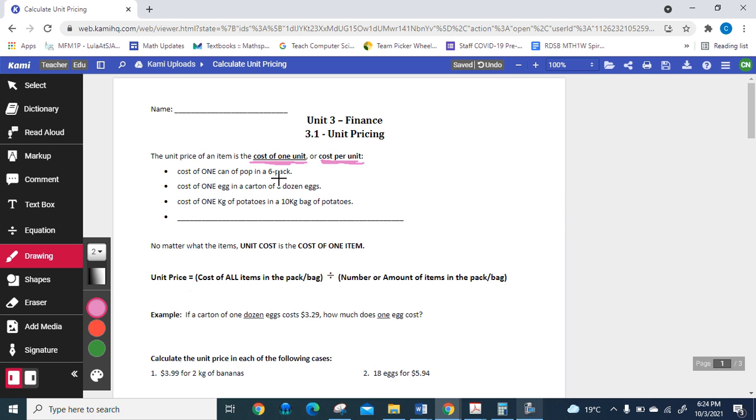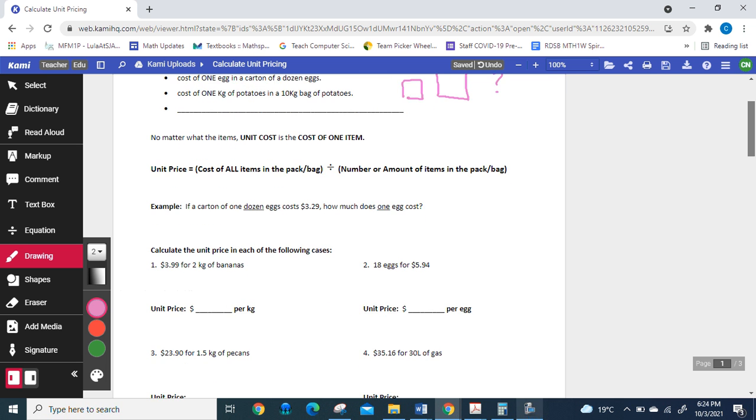So the cost of one can of pop in a 6-pack, the cost of one egg in a carton of eggs, the cost of 1 kilogram of potatoes in a 10 kilogram bag of potatoes, right? So this is the best way to compare things. They're different sizes, say. Say I have one container that's this size and one container that's this size. Which one's cheaper? I don't know. We do the unit pricing. So no matter what the number of items is, the unit cost tells us the cost of one item, and that's how we're going to compare things.